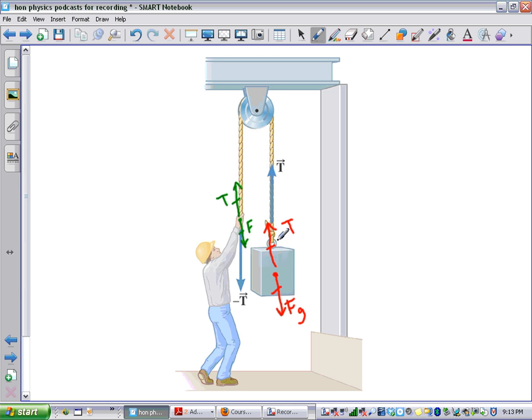So the acceleration of the block has to equal the acceleration of the man's hand because they're both connected in the same system. The tension in the rope here also has to equal the tension in the rope over here, as long as the rope is not stretchy and doesn't have any mass itself, which is what we always assume for these simple tension problems.